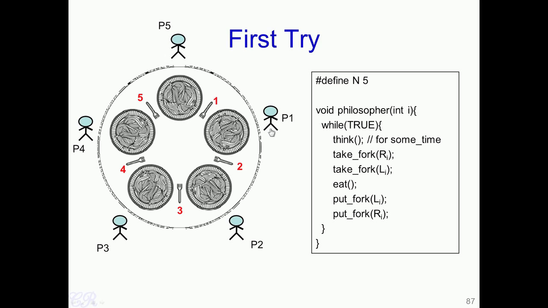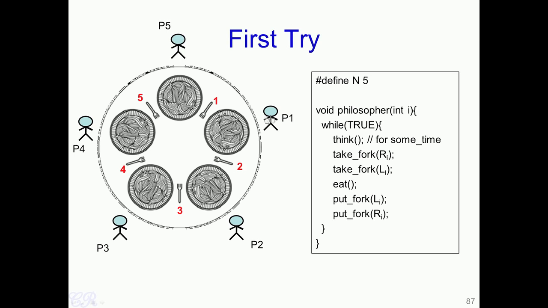For instance, philosopher P1 would think for some time, then feel hungry, then he would pick up the right fork, that is fork number 1, then pick up the left fork, that is fork 2, then eat for some time and put down the forks, first 2 and then 1. So, this seems like a very simple and easy solution to the problem, but as we will see, there are certain issues that could crop up.